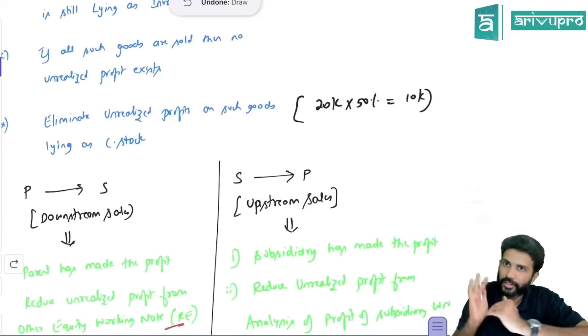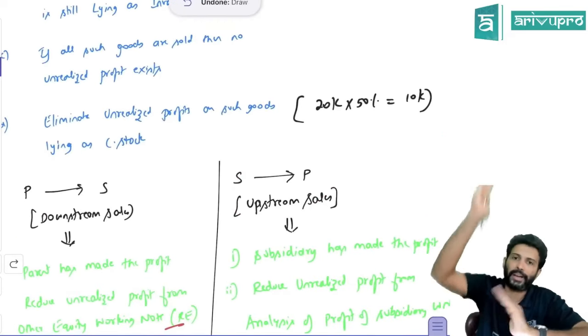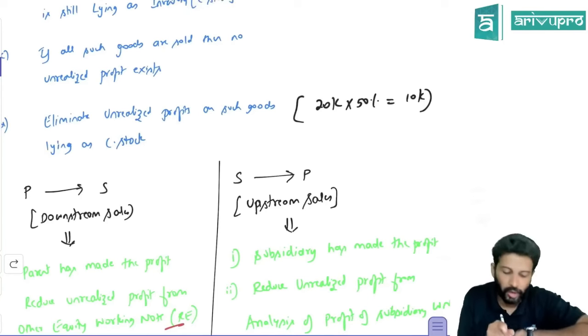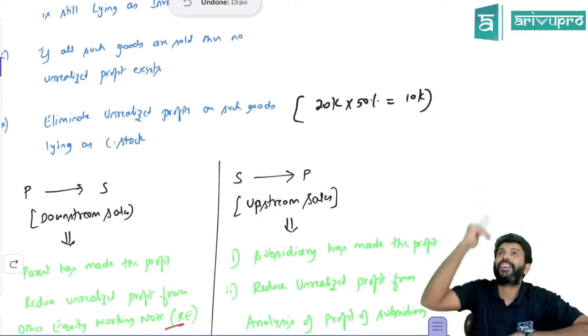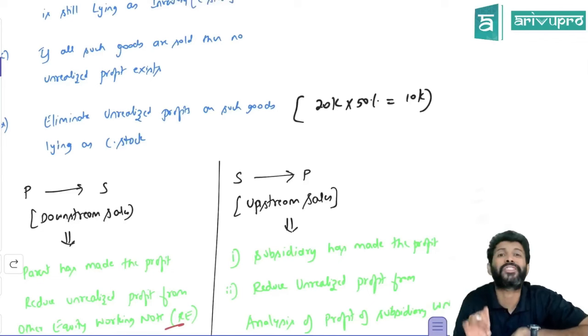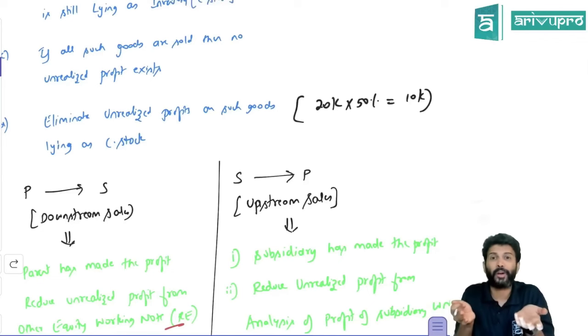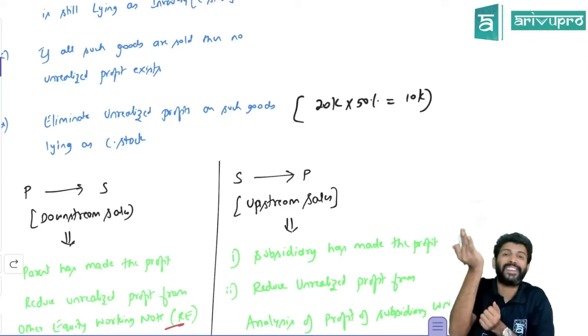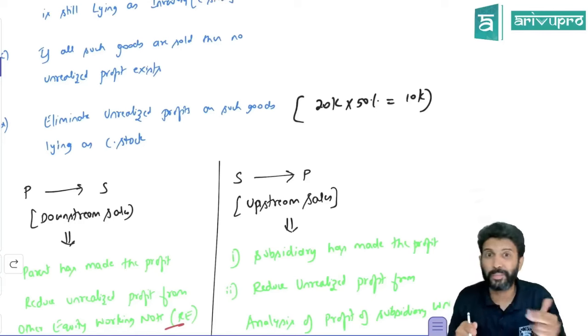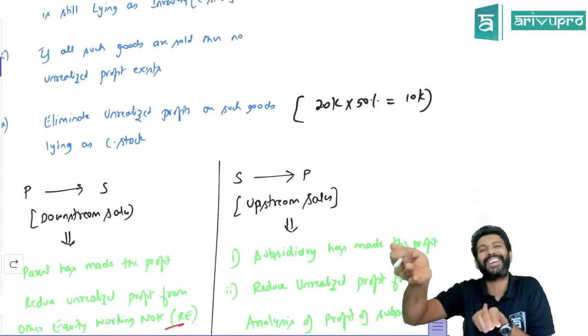Subsidiary has sold the goods. If subsidiary is at the bottom, they have sold goods to parent. That means the arrow is going up. So that we call an upstream sale. So if subsidiary has sold goods to parent, subsidiary has made some profit. So if subsidiary makes the profit, net asset of subsidiary will increase. And if net asset of subsidiary increases, both parent's share will increase and NCI's share will increase.